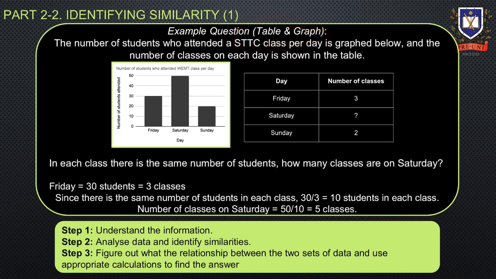Table and graph questions will typically provide students with information presented in a graph and information in a table. It is up to the students to identify and interpret the relationship between the two sets of data. Consider the following example. The number of students who attended an STTC class per day is graphed below, and the number of classes on each day is shown in the table. In each class, there is the same number of students. How many classes are on Saturday?